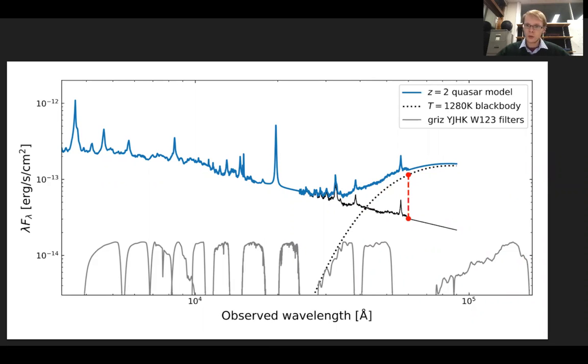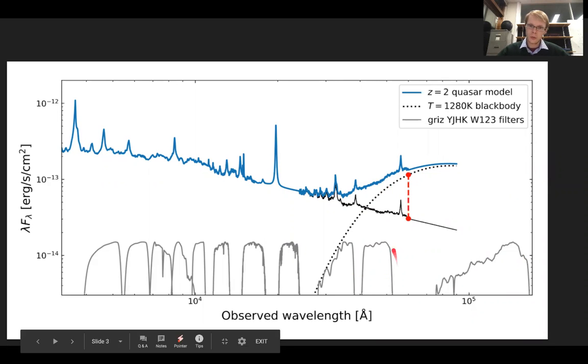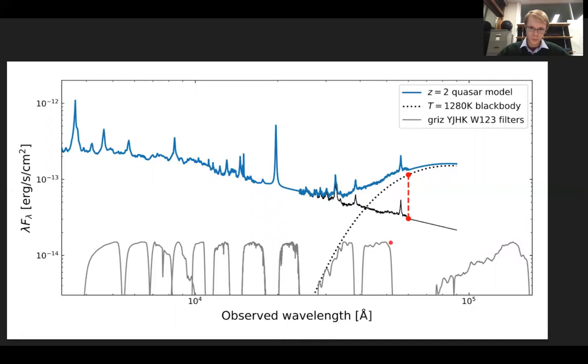At redshifts of 2 or so, this corresponds to the WISE W2 passband, which I'm plotting here. So for reference, this is a quasar SED at redshift 2, where you can see H alpha. The black dashed line is a 1280 Kelvin black body, which is what we see the dust temperature to be consistent with. And then you've got the ugriz passbands from SDSS, YJHK from UKIDSS, and W1, W2 from WISE.